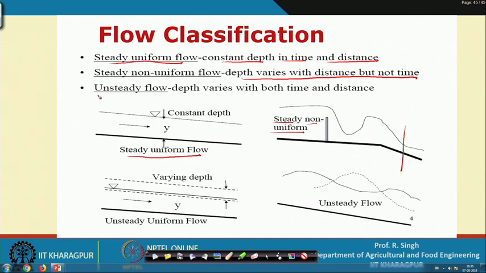Then there is the other case of unsteady flow, where depth varies with both time and distance. So, if flow depth varies both with time and distance, then it is referred to as unsteady flow. And there is a theoretical possibility of unsteady uniform flow, but typically this is not possible, that with time flow changes, but with distance it does not change. That is very rare. So, typically we only talk about unsteady flow.